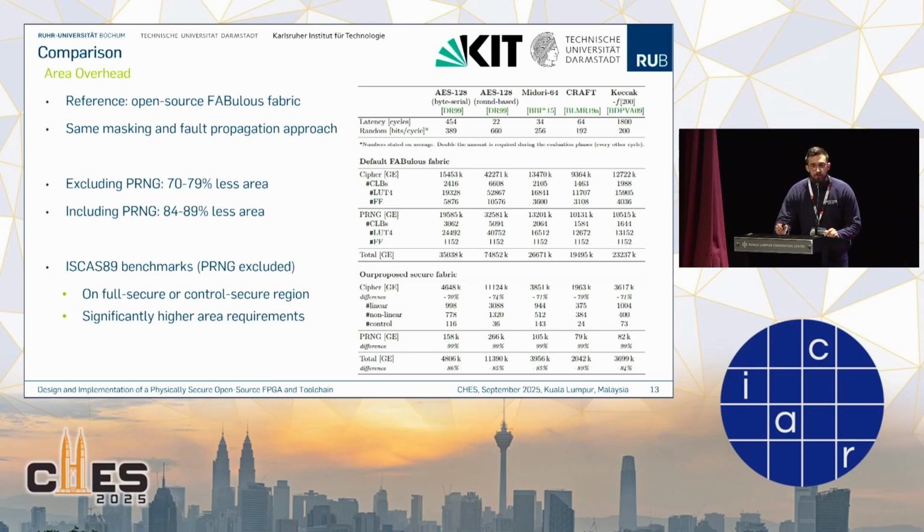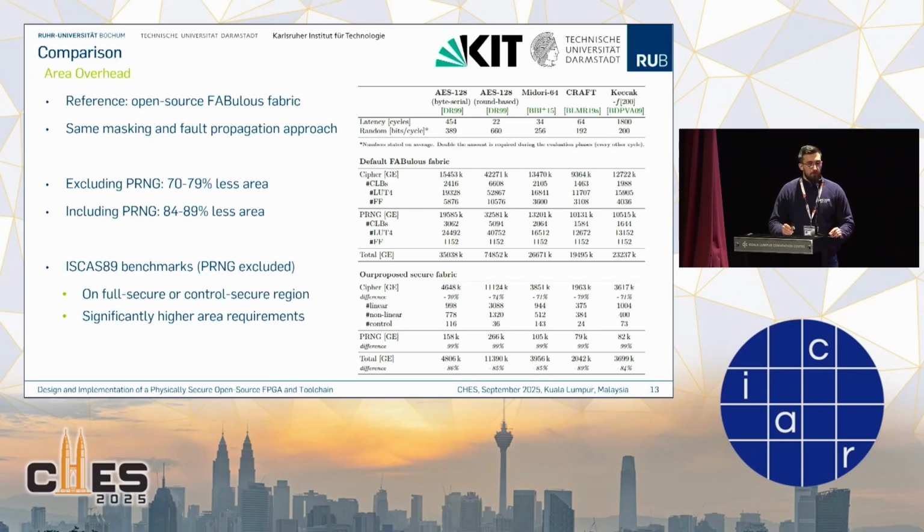So I want to highlight one comparison that we did in the paper. Here basically we synthesized a selection of ciphers for two approaches. One is our secure fabric, and the other one is the original Fabulous fabric, which relies on lookup tables. During the synthesis, we only synthesize using the CLBs or lookup tables. And then we compare the gate equivalence that is required for each of these designs.